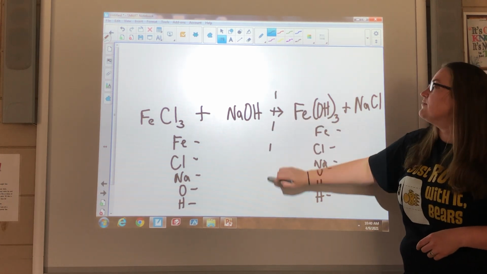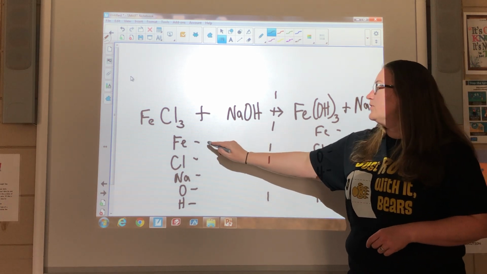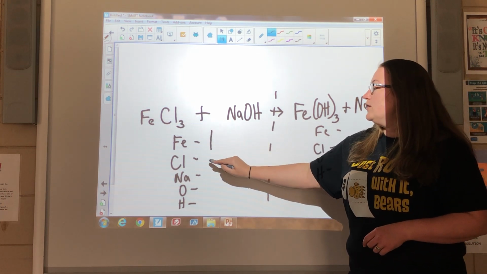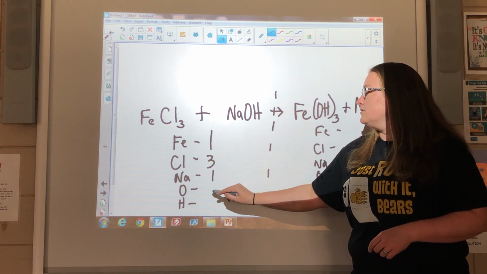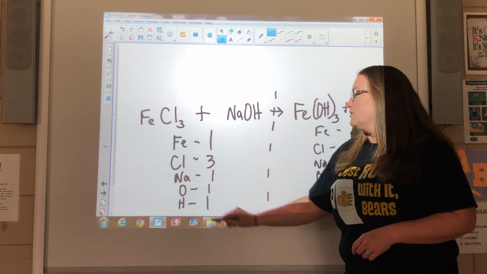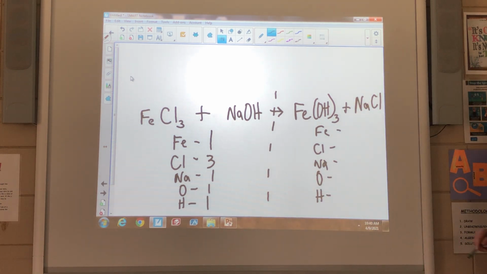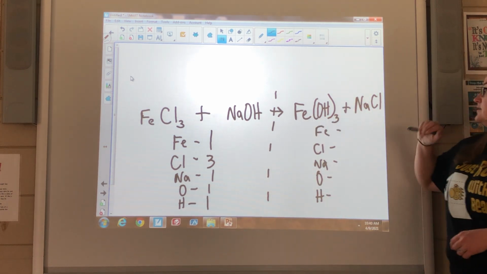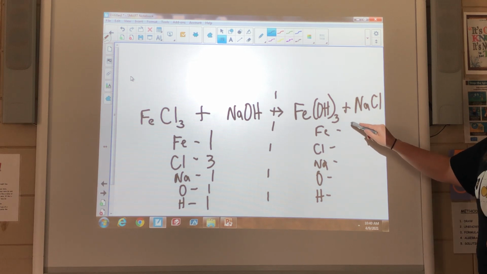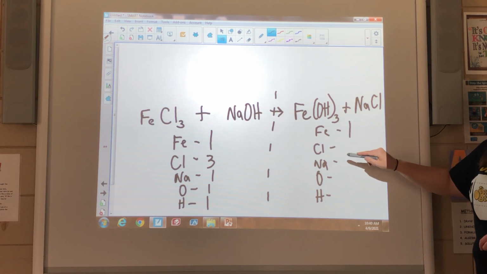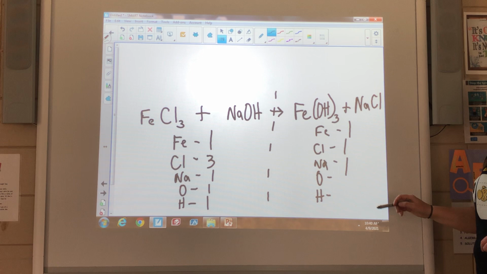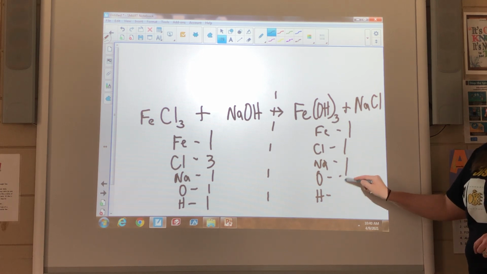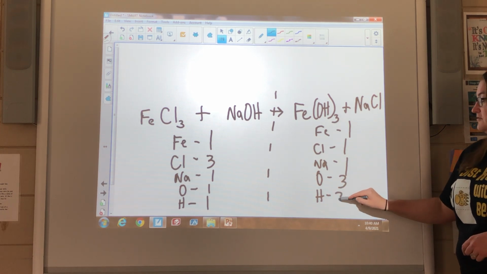Remember your arrow is your dividing point. How many Fe on the left? 1. Chlorine. 3. Sodium. Oxygen. Hydrogen. Iron on the right. 1. Chlorine. 1. Sodium. 1. Oxygen. 3. Hydrogen. 3.